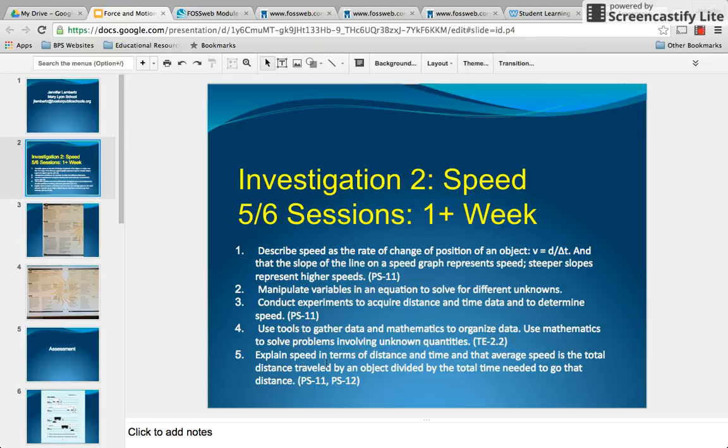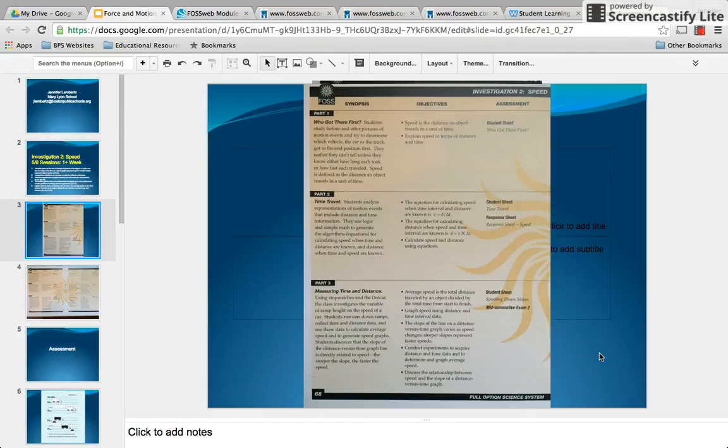And then finally, they'll be talking also about average speed. And average speed is the total distance traveled by an object divided by the total time needed to go that distance. So investigation 2 is also broken up into 3 main parts.